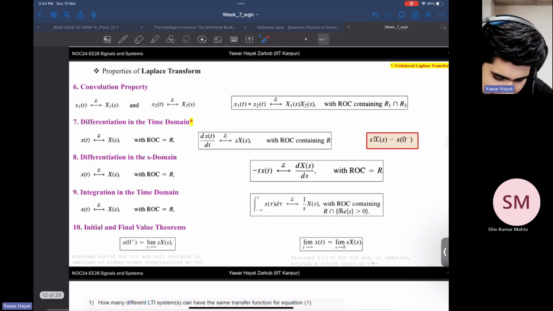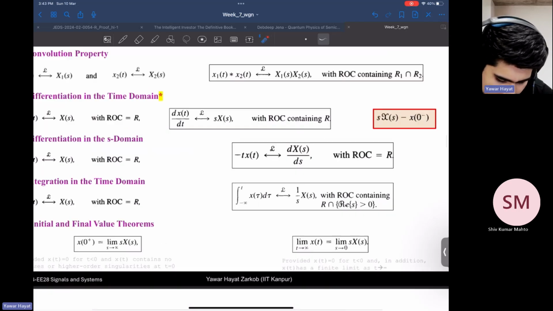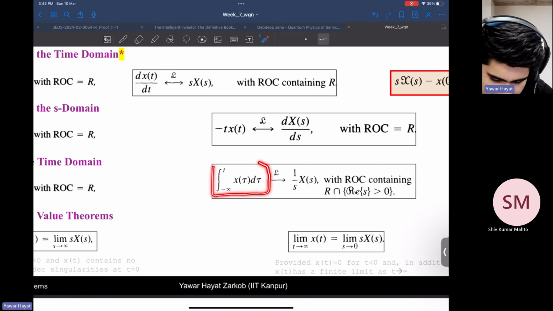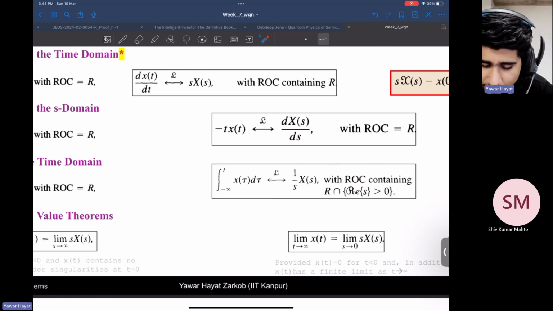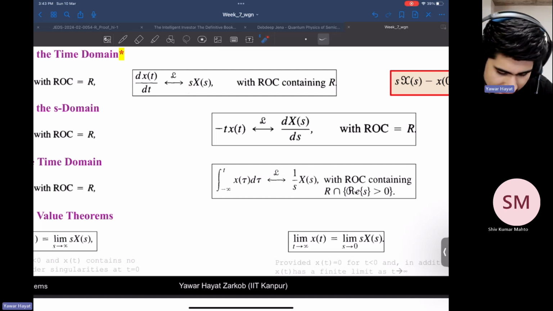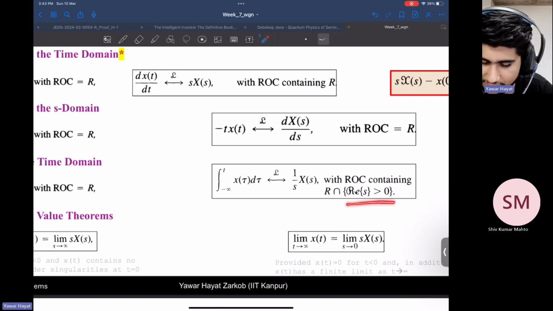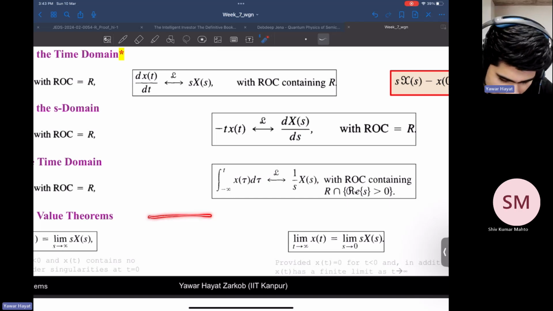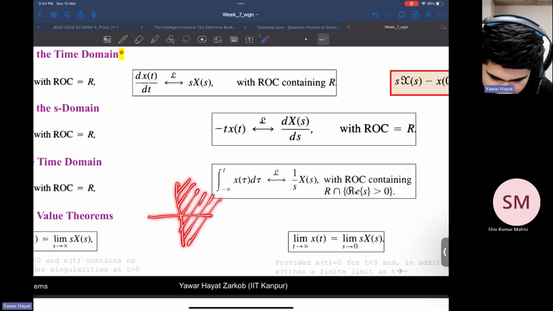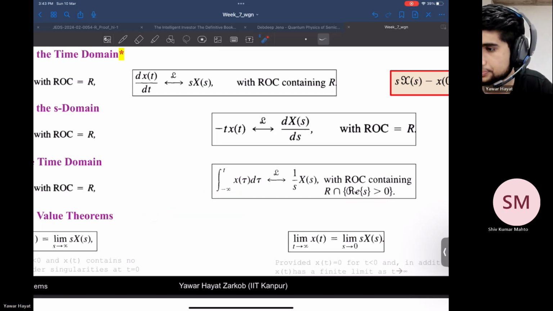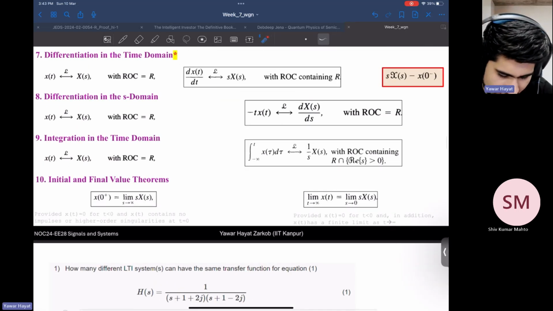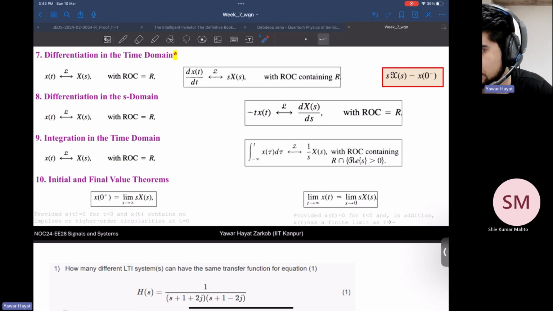Then we have integration in the time domain. This particular expression has a Laplace transform X of s by s. We are dividing by s, whereas earlier we were multiplying by s. Here the ROC would be R intersected with real part of s greater than 0, the intersection of these two ROCs. One is real part of s greater than 0, and the other is whatever the ROC was for this Laplace transform.